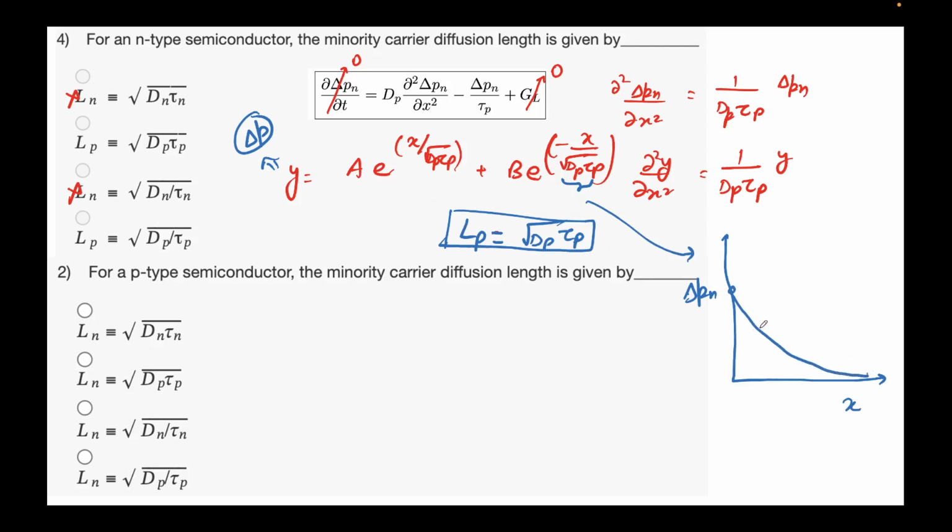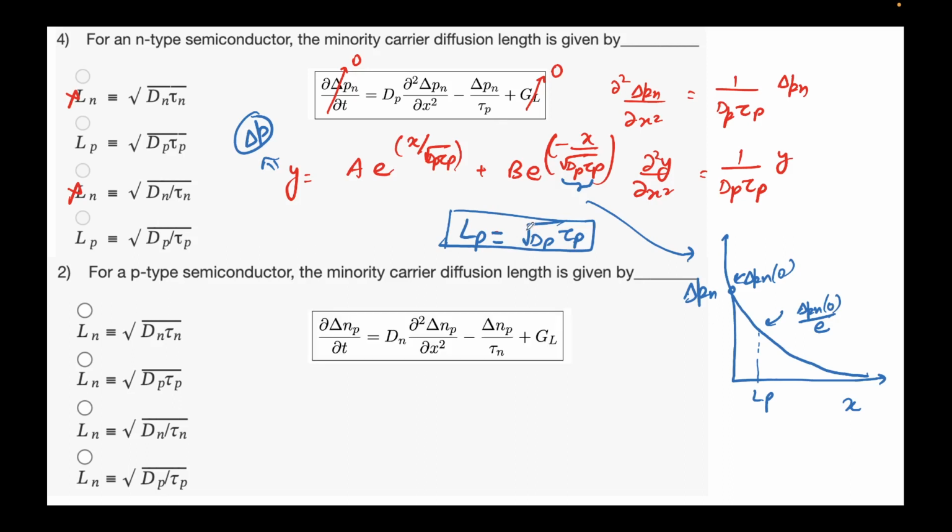How do you define Lp? Lp is that length at which, so this is some delta pn0, this concentration, and this concentration would be delta pn0 divided by e, where it drops to 1 by e value. This term very frequently comes when you talk about radioactive problems, or when you talk about capacitor charging, where it drops to 1 by e. Hence this length is given a proper name: diffusion length, minority carrier diffusion length.